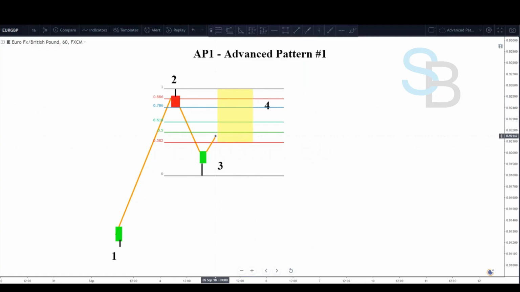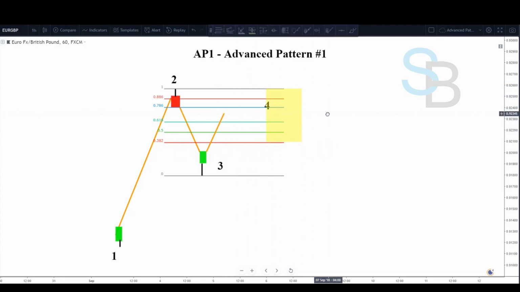So what that means is that point number 4 has to hit the 382 retracement with at least the wick of a candle and cannot go up and touch point 2. So this entire zone you see is where this market can close, where this market can turn around and head down. And as long as we have that rule met, then it's a valid point number 4. So let me give you some examples of what would and would not be a valid point number 4.